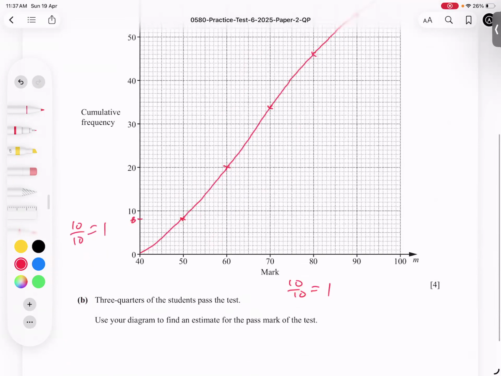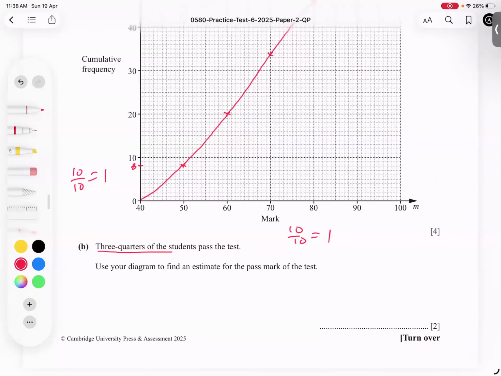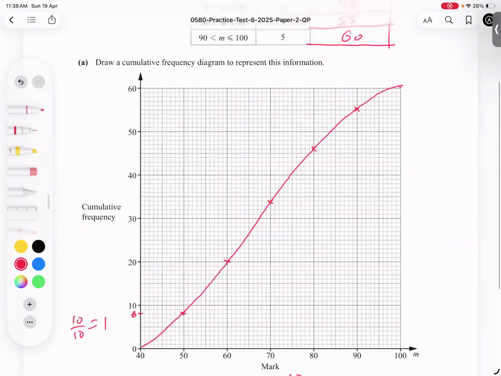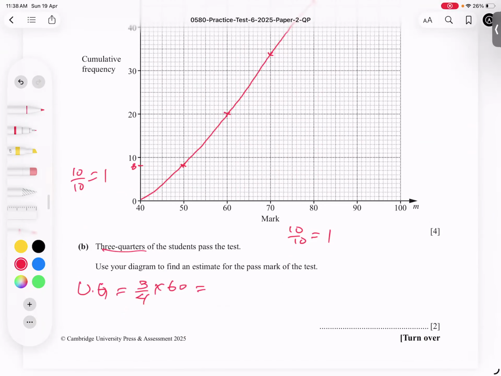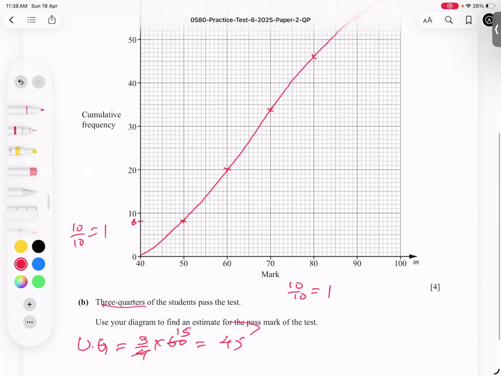And now we'll go for the next part. He said 3/4 of students pass. 3/4 is basically called the upper quartile. So the upper quartile of the highest frequency, which is 60. We always take the total frequency and then four ones. So we got 45. So 45 is the answer. 45 is in the middle.